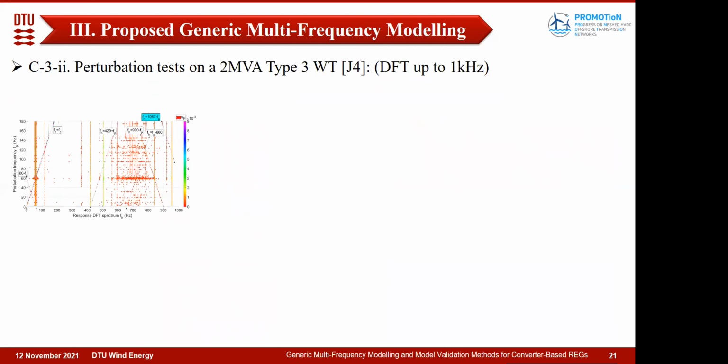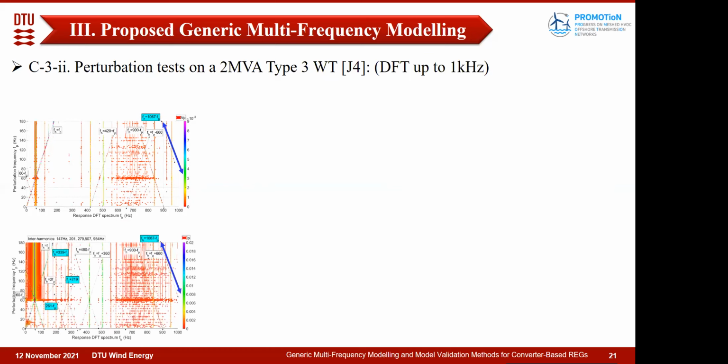Within the range of up to 180 hertz, here we can look at the perturbations on the x-axis, and similarly the DFT response up to 1 kHz. And here we can observe that yes, there is one line, and this number is explained in the paper, that is coming out of the dependency on the rotor speed. And also we can look at the current response, which is more visible here.